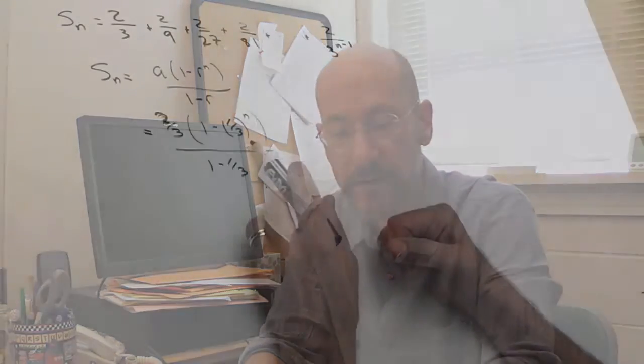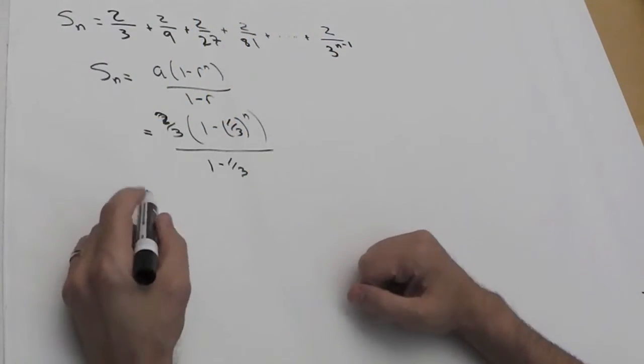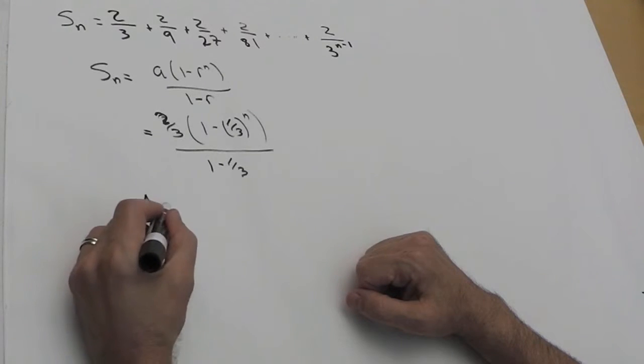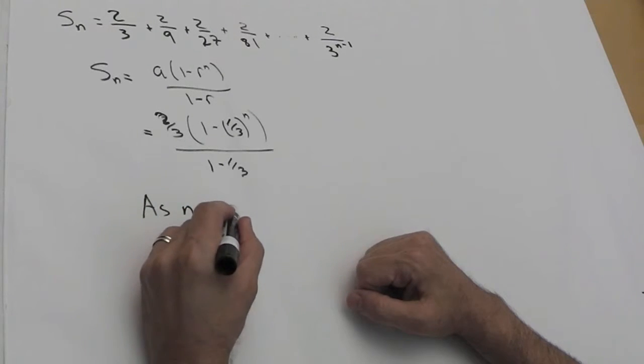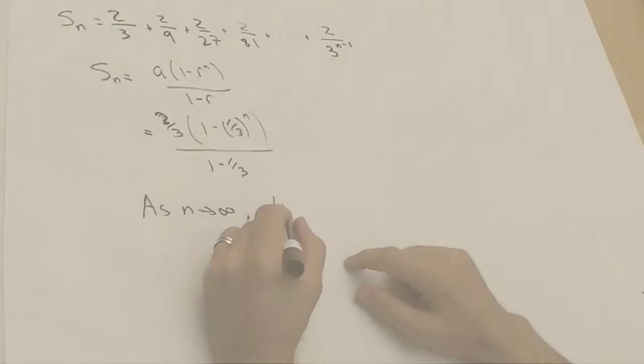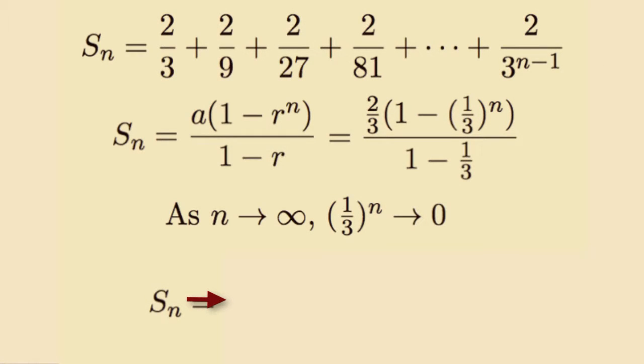All right, now that we've seen what the sum of this series of n terms is, we can ask the question, what happens as n gets bigger and bigger and bigger? What does the sum get close to? Well, the only term here that involves n is this 1/3 to the n. And we can make the observation that as n goes to infinity, 1/3 to the n goes to 0. So the bigger n gets, the smaller 1/3 to the n gets.